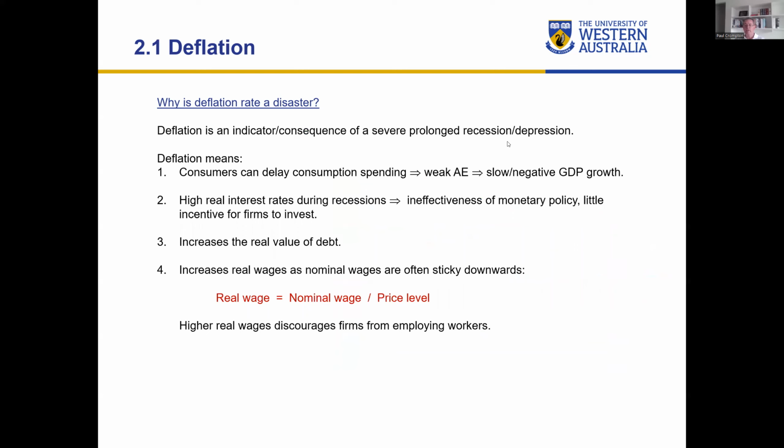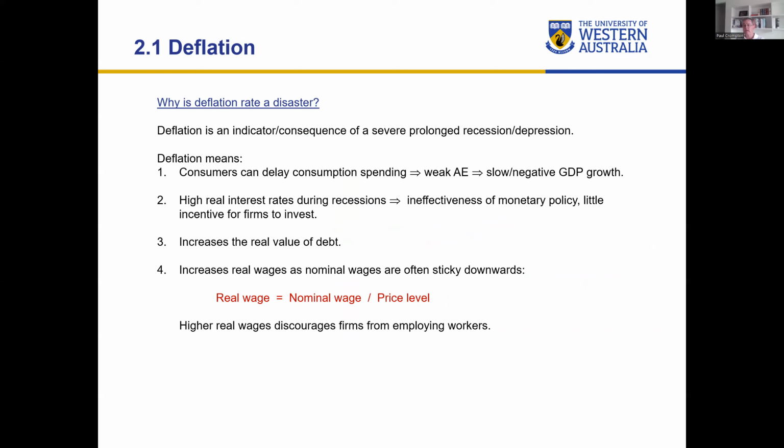Generally, deflation can actually be an indication that an economy is in a severe recession or a depression, or it can actually push an economy into a recession. Okay, so it's a bit like the chicken and the egg, which comes first? Sometimes an economy will go into a recession and deflation will then occur. Hopefully you can visualize that.